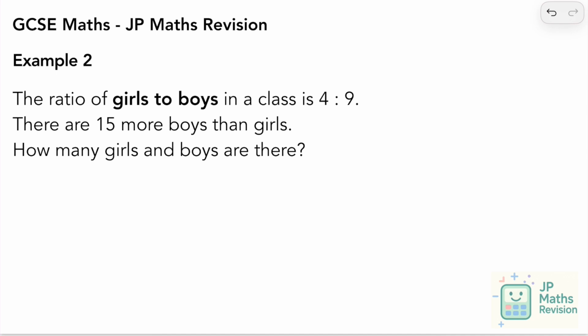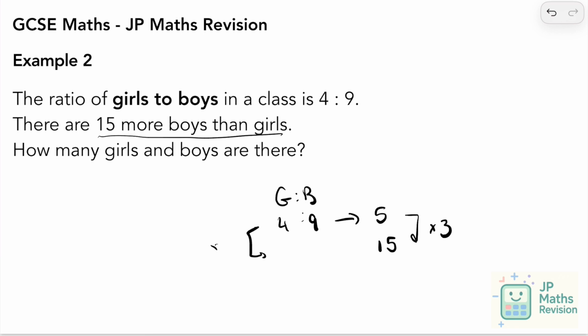So this question here, it says the ratio of girls to boys is 4 to 9. So I'm going to write down G to B is 4 to 9. It then says there are 15 more boys than girls. So we know in the case where there are 9 boys and 4 girls, there are 5 more boys than girls. But in reality, there are 15 more boys than girls. So we need to scale this up to 15. So to get from 5 to 15, I times by 3. So I need to times both of these parts by 3 as well. So 4 times 3, that's 12, and 9 times 3 is 27. So that tells us there are 12 girls and 27 boys.